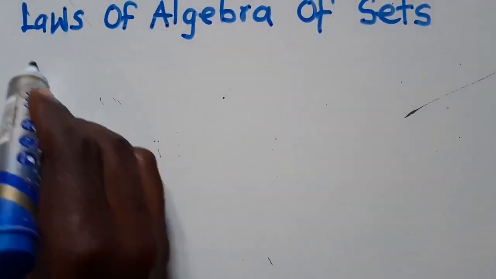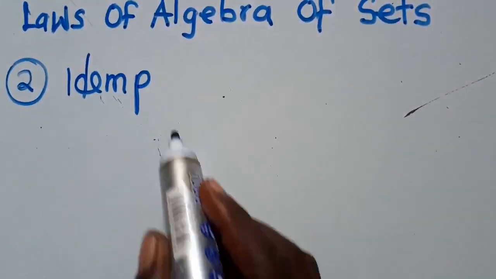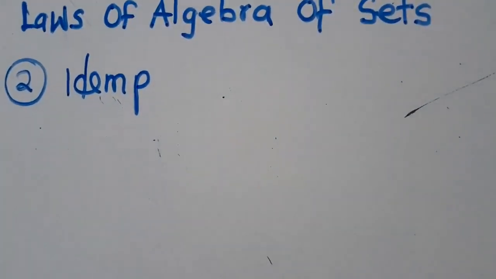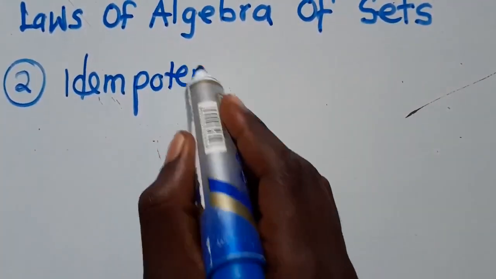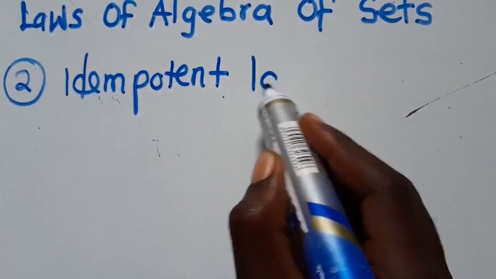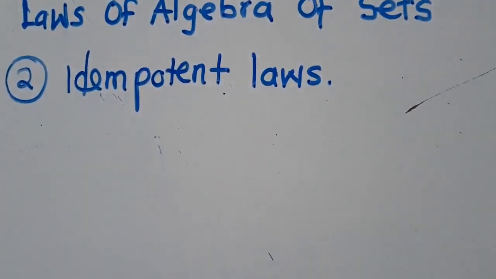So the second one is called the Idempotent laws, like this. This is the second one. This one is the simplest of all. You are going to understand it. It's just the simplest of all, this one.